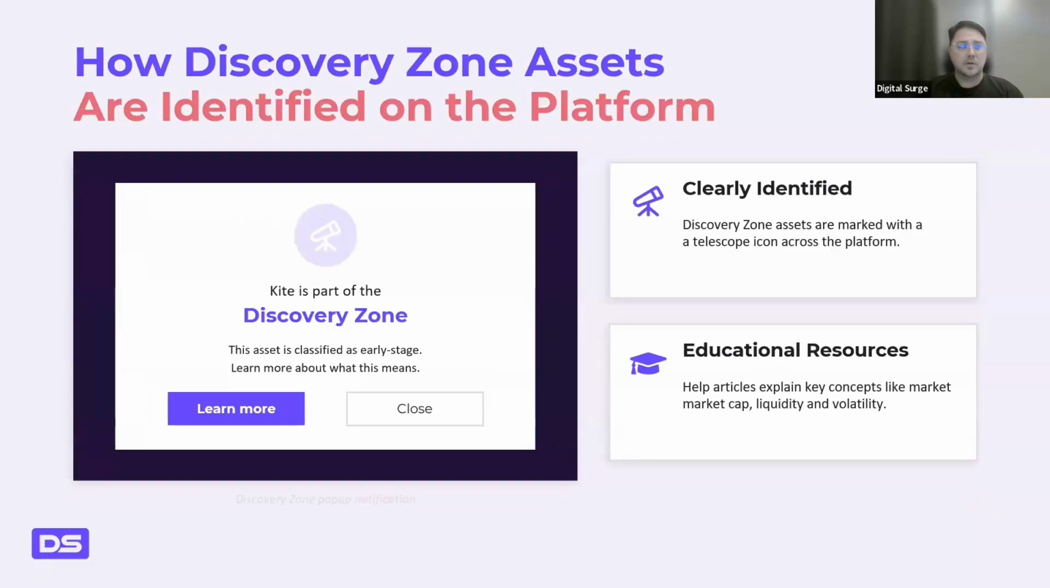Okay, now we're going to have a quick look at what it looks like on the Digital Surge platform, because you can see here that it's clearly identified with a telescope icon, and that's what we chose for the Discovery Zone. You'll see this icon next to the asset name across the platform, which helps you quickly recognize which assets are classified as early stage. This provides transparency so users can easily identify these assets while browsing. We also provide educational resources that explain key concepts like market capitalization, liquidity, and volatility. These articles are available in the Digital Surge Help Center and are designed to support informed decision making.